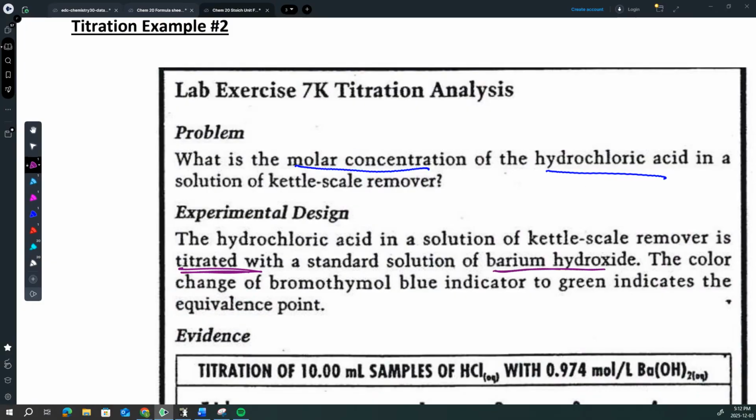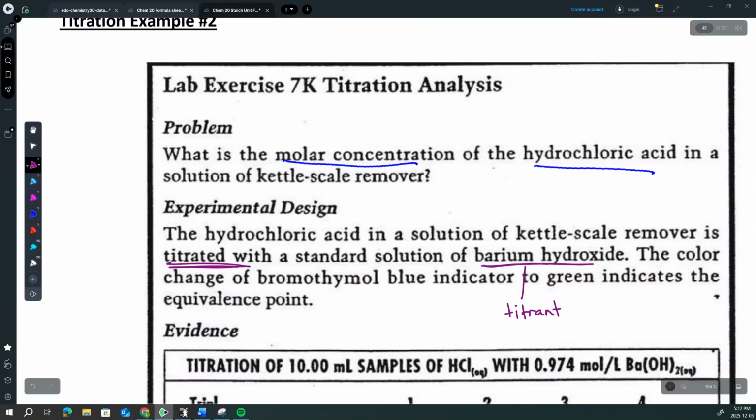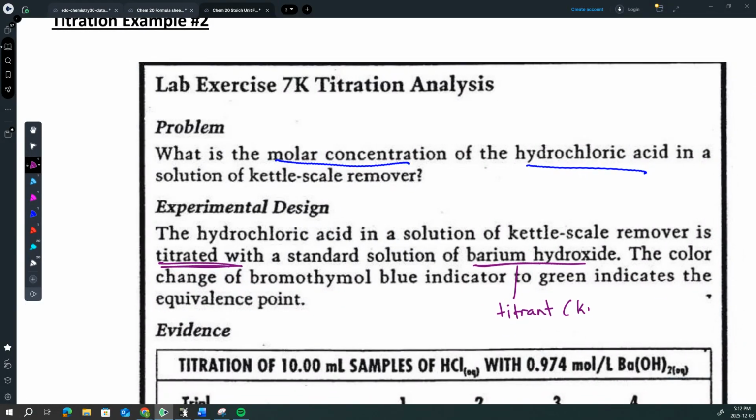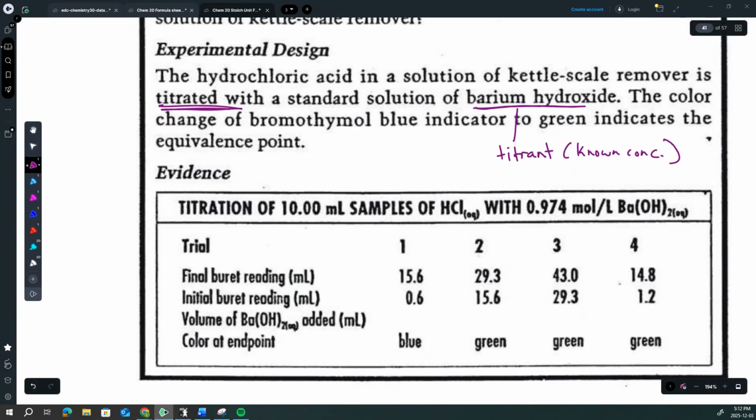Okay, so this is going to be our titrant. We know the concentration of that, which I'm going to abbreviate concentration just to CONC. The color change of bromothymol blue indicator to green indicates the equivalence point.